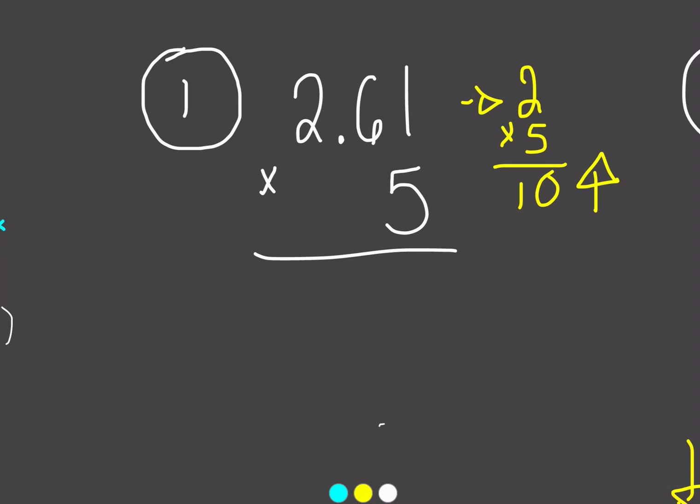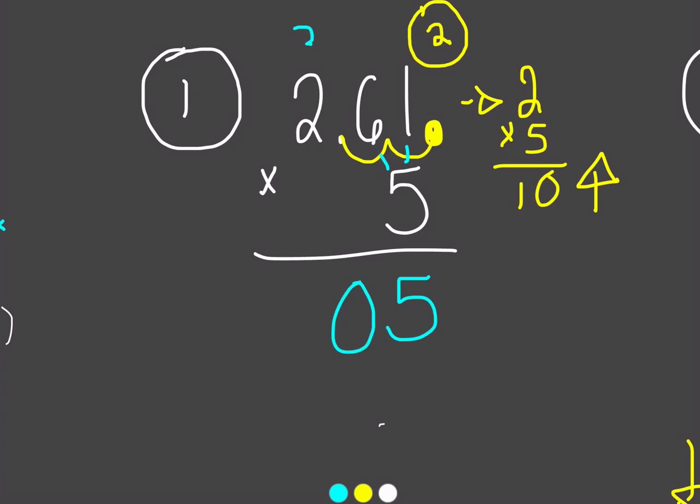I'm going to jump my decimal over 2 times. And instead of it being 2.61, it's going to be 261. I'm going to count my jumps and say, okay, I had to jump it twice. Now it's time to multiply. 5 times 1 is 5. 5 times 6 is 30. Carry my 3. And 5 times 2 is 10 plus 3 is 13.